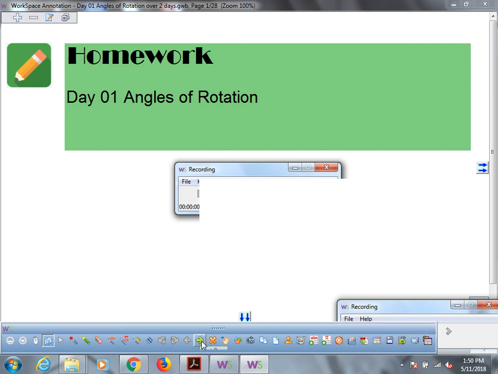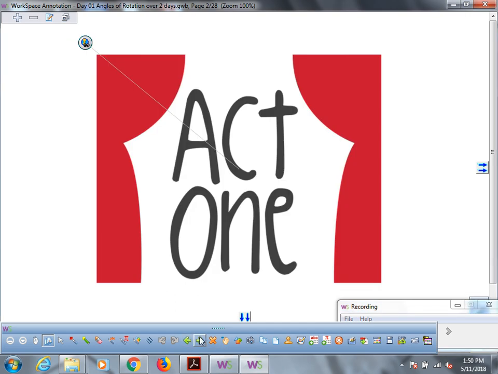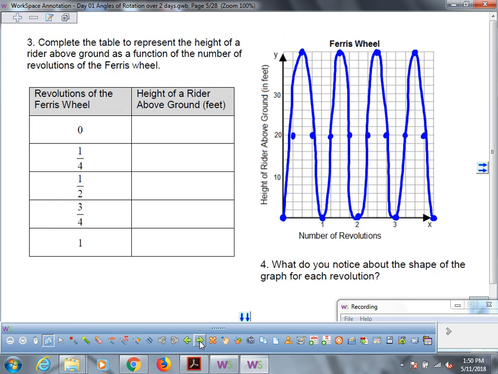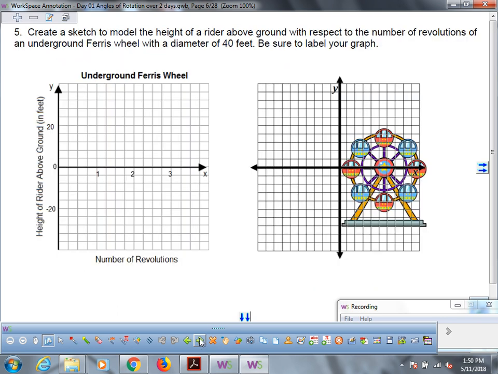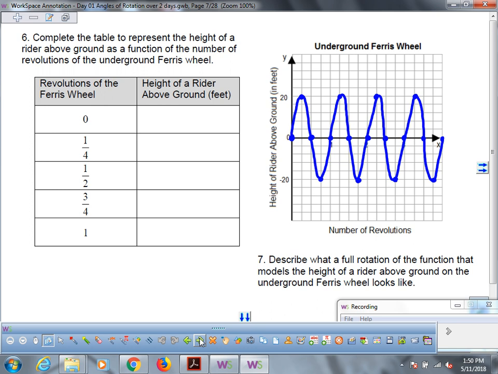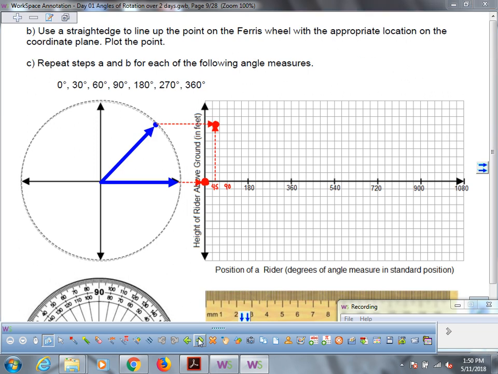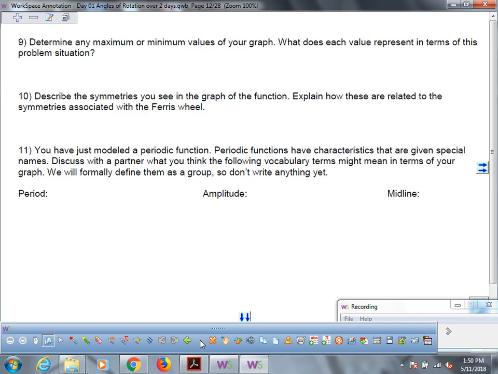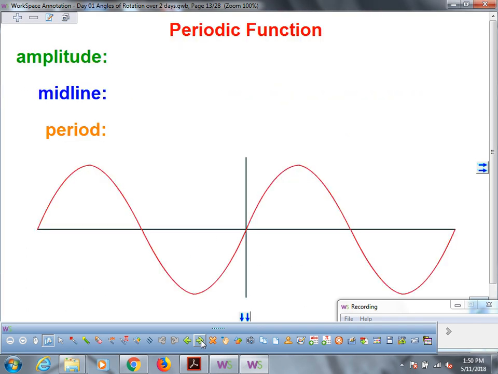Okay. So yesterday we talked about Ferris wheels, right? And how the rotation of a Ferris wheel creates a sine wave. We're just going to take it a little bit further today. My whole purpose of today is to just get you familiar with a unit circle and where degrees are inside of a unit circle. Okay? So let's start that now with a little bit of vocabulary.